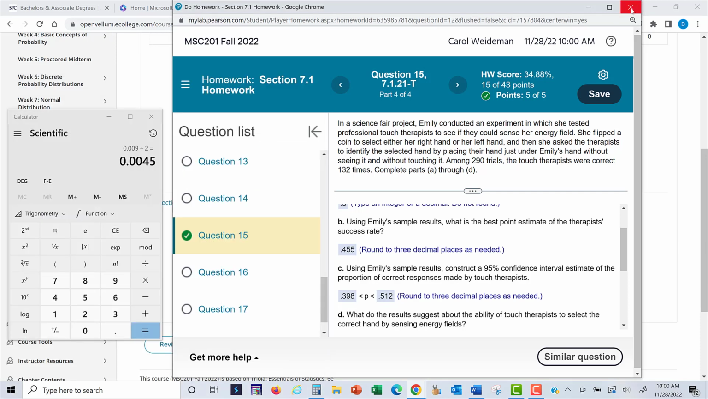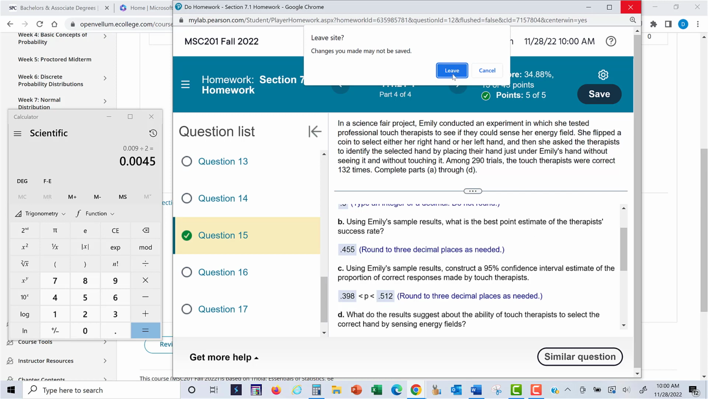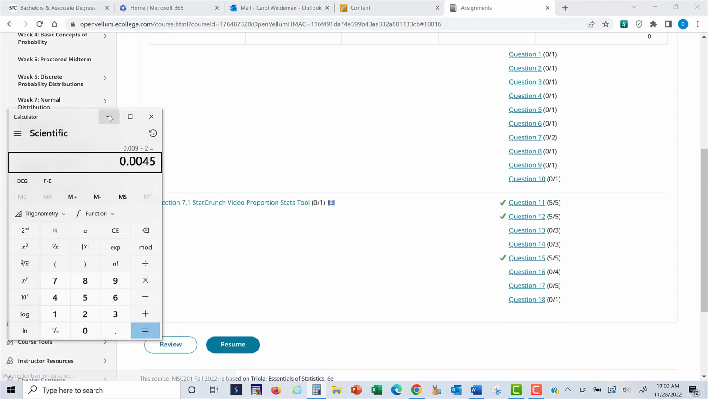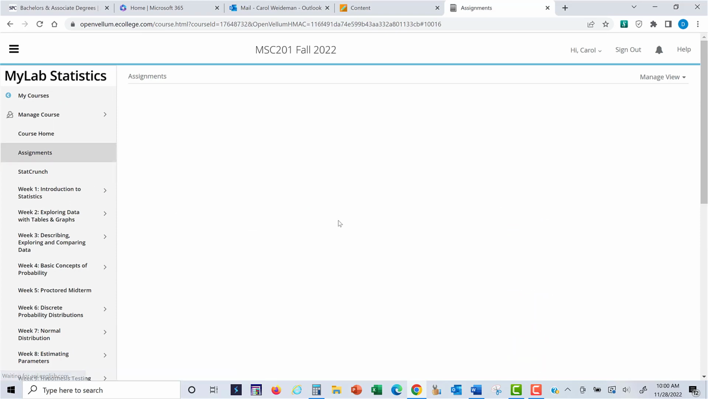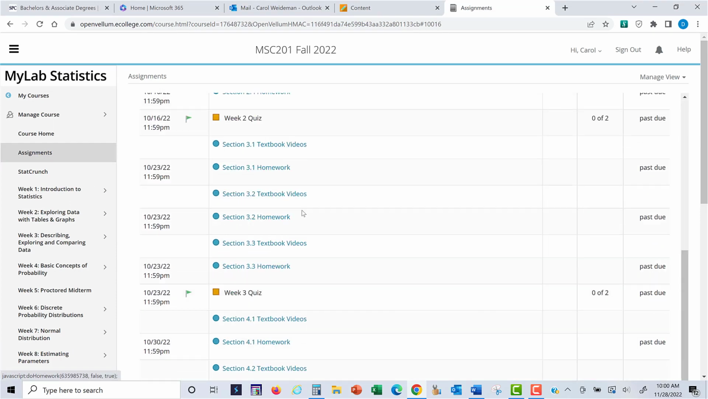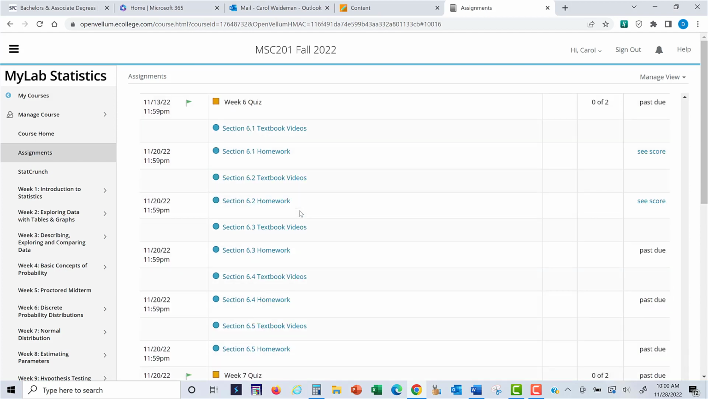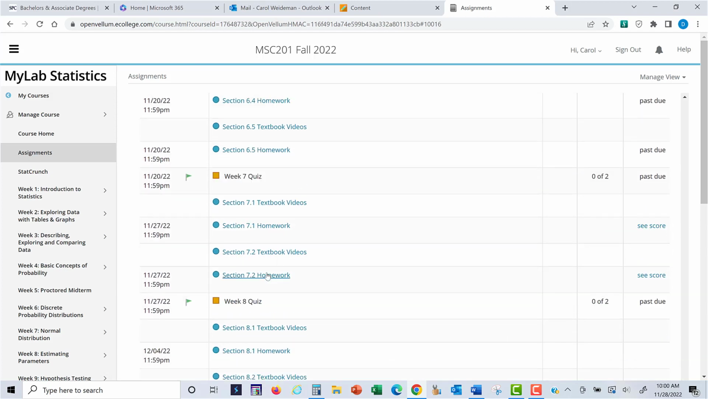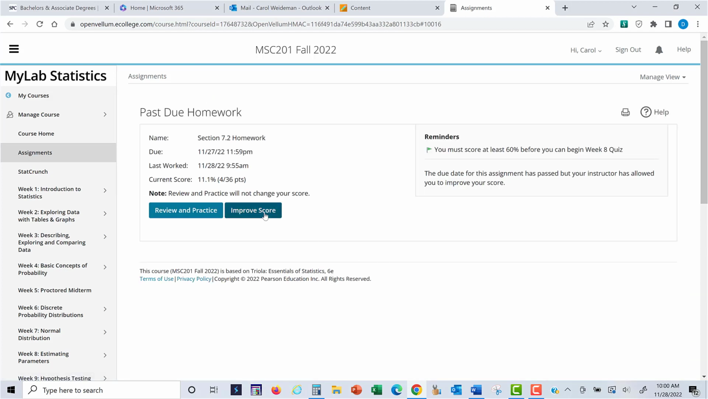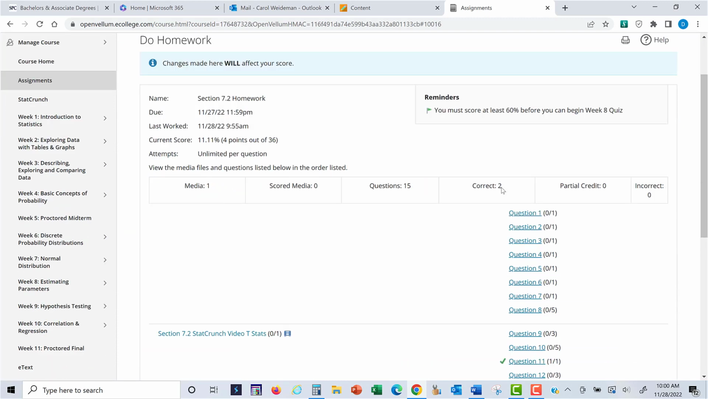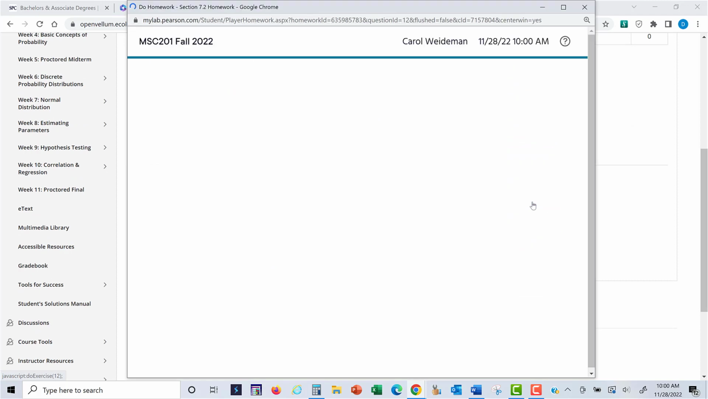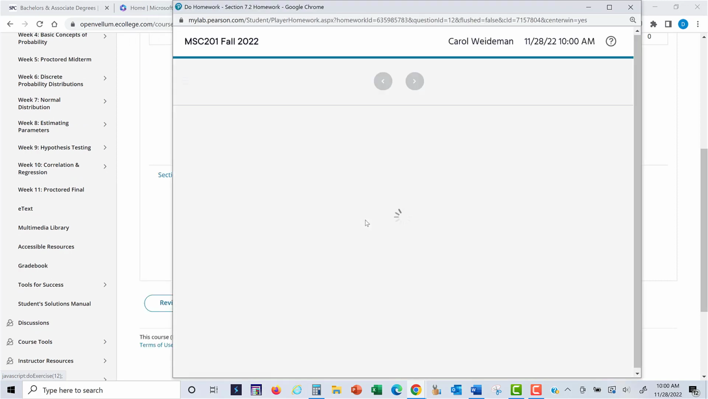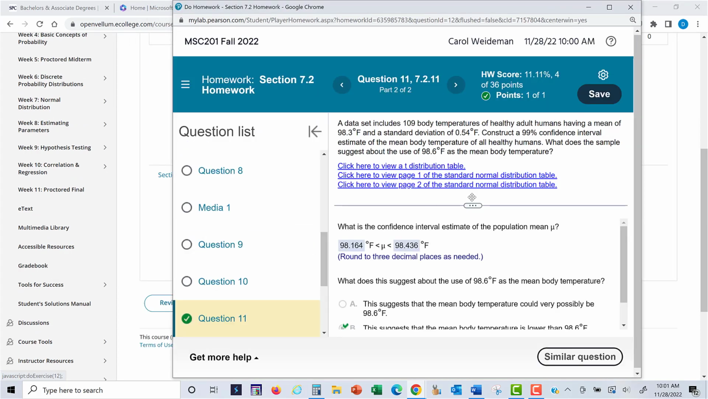All right, and then I picked a couple from 7.2, which is the section on dealing with confidence estimates for means. So if we go to 7.2, I'm going to do 2 problems here because you're actually going to have data presented 2 different ways in this section. In the last section, it's only given to you as summary data. In this section, sometimes it's summary data and sometimes it's the actual data. So this is the first problem that I worked, and this one gives me summary data.